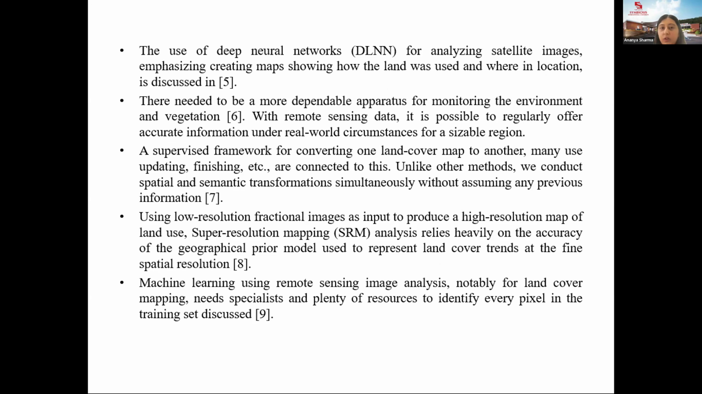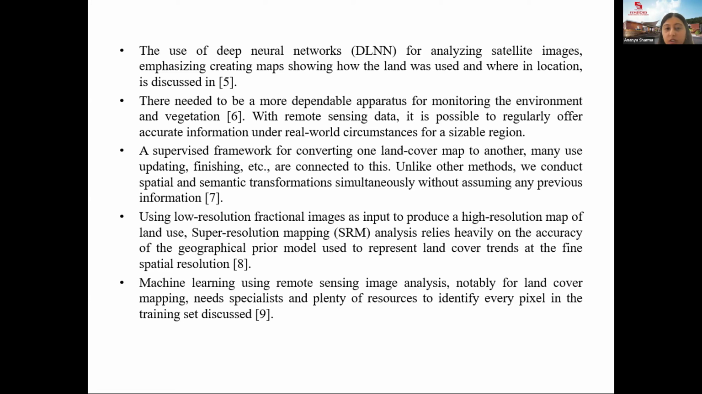Now, the use of deep neural networks for analyzing satellite images, emphasizing creating maps showing how the land was used and where it was used, has been discussed in a number of literatures. But that literature showed that there was a requirement for a more dependable apparatus for monitoring the environment and vegetation. With remote sensing data, it is possible to regularly offer accurate information under real world circumstances for a sizable region. A supervised framework for converting one land cover map to another, for updating and finishing, is connected to this. But unlike other methods, we conduct a spatial and semantic transformation simultaneously without assuming any previous information.